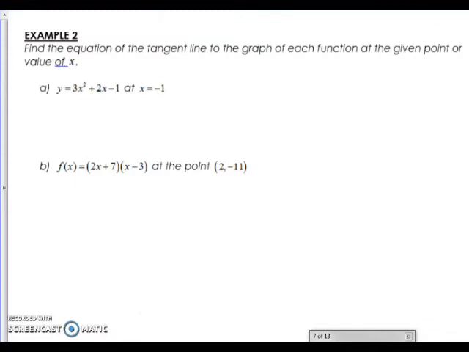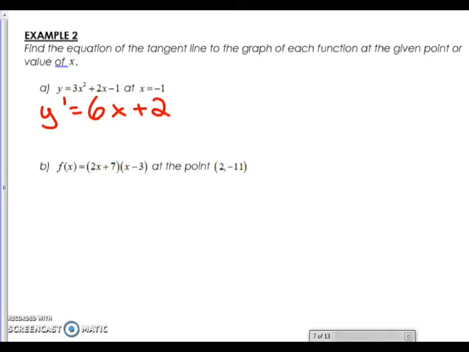Alright, let's take a look at example 2. You can read, you can switch it. So, example 2 says, find the equation of the tangent line to the graph of each function at the given point or value of x. Okay? There she goes. So, we have a polynomial here. And at this polynomial, we also have an x value, so that's how this one's a little bit different. Okay? First, we're going to find the derivative. So, to find the derivative, right, I just go ahead and use my power rule. So, I multiply 2 times 3 is 6x plus 2. That's an easy derivative. That's way easier than what we did last class.